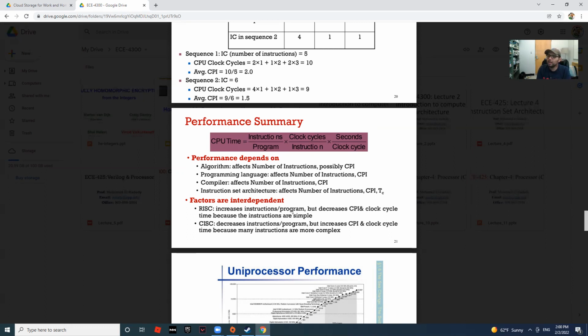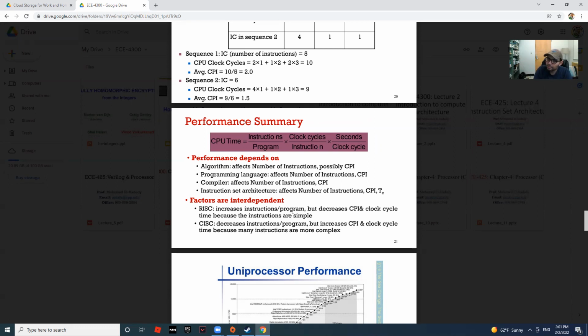Also, the instruction set architecture, from the technological part of the chip, affects the number of instructions, because the hardware designer is making the variety for you, and also the CPI and the duration of the clock, which is basically the maximum frequency you can achieve as a chip: the clock rate, and 1 over the clock rate.